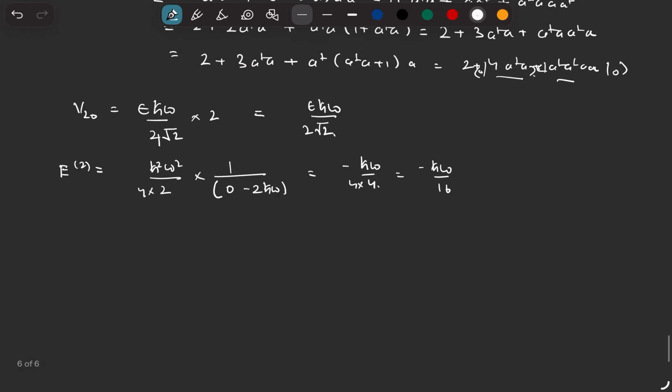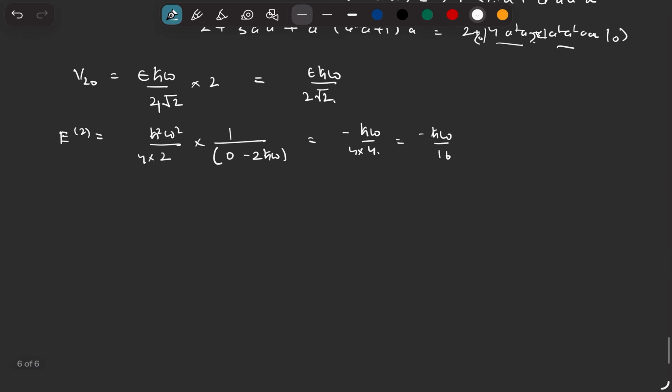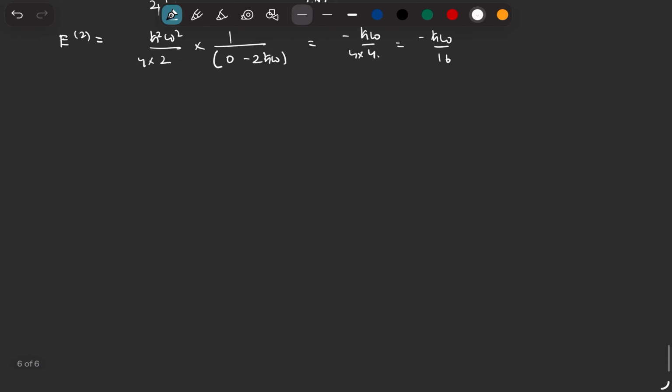So this is the second order shift that we had, and now we want to look at one more thing, that is correction to the eigensets. So correction to the eigensets, let me put a heading here, correction to the eigensets, right? So I'm just going to do correction to ground state energy.